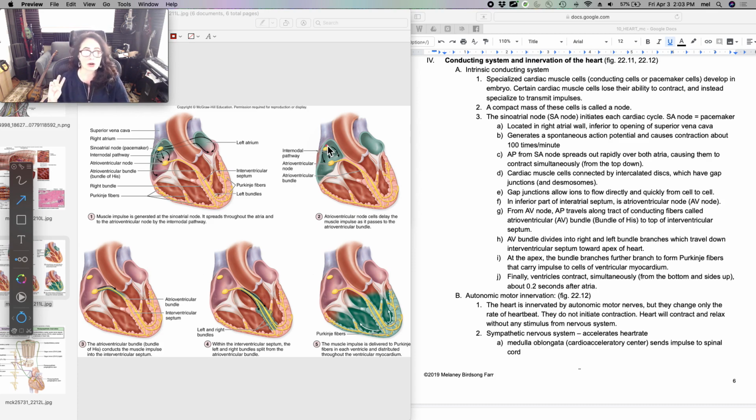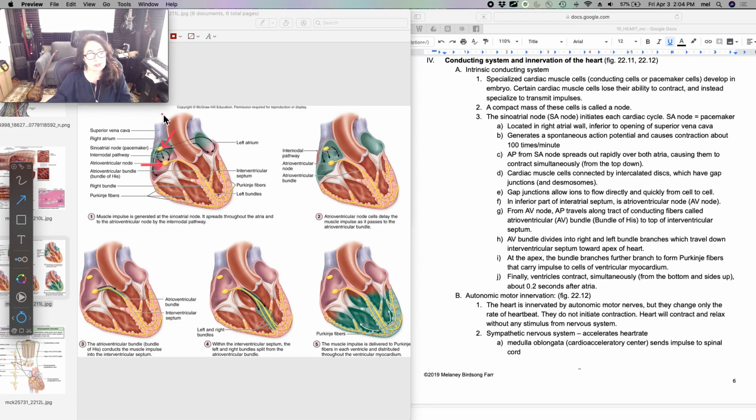These cells are called conducting cells or pacemaker cells, and they develop embryonically. So they just lose their ability to contract, and instead they're specialized in transmitting impulses, action potentials that cause other cells to contract. A compact mass of those is called a node. And so the two nodes that you are learning are these two guys right here.